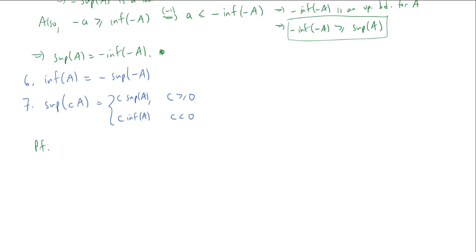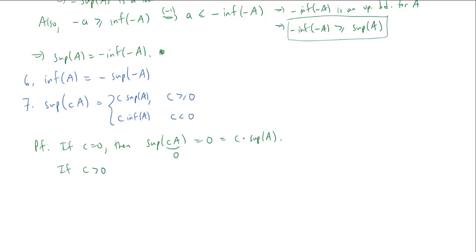Fine. The first case we'll handle is just C equal to 0. This is going to be an easy case. If C equals 0, then the sup of CA is of course just the 0 set, so the sup is 0. And that's the same thing as 0 times the sup of A. Right? 0 times sup is 0. So no problem there. Okay, so what if C is positive?